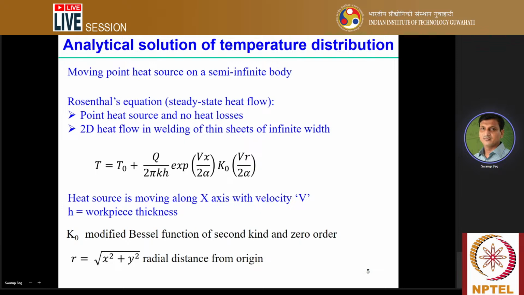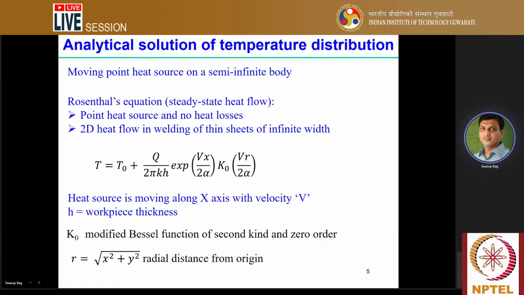That is one assumption. Second, you are getting two-dimensional heat flow in the welding of thin sheets of infinite width. Now, in practice, the welding plate has some finite thickness. If you consider that thickness, then you will be able to get the two-dimensional heat flow. Infinite width means the other dimension, not the thickness direction but the width direction. You are assuming your workpiece domain is infinitely long. And in the third dimension, the heat is moving in one particular direction, because the welding torch or maybe laser is moving in this particular direction.